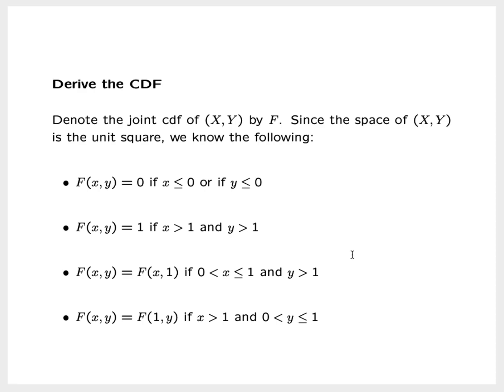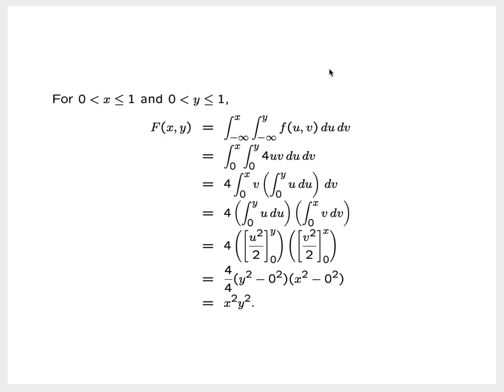Now, for values of x and y where the point is inside the unit square, that's where we have to do some work. For values of x and y where x is greater than 0 and less than or equal to 1, and also y is greater than 0 but less than or equal to 1, the CDF evaluated at such a point is given by definition by this integral of the joint PDF.